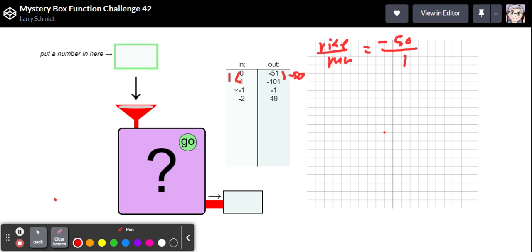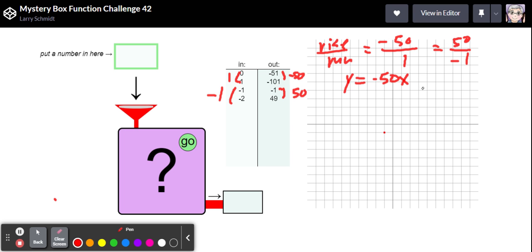Now let's look at this pair here. I'm going from negative 1 to negative 2. That's going in a negative direction 1. And then I went from negative 1 up to 49. That's a positive 50. So that would be 50 over negative 1. And these two are the same. So if I've got two sets of points and they're both showing the same rate of change, the same slope, I think I've got a line. And I think my slope is this, negative 50 over 1, or just negative 50. So y equals negative 50x.